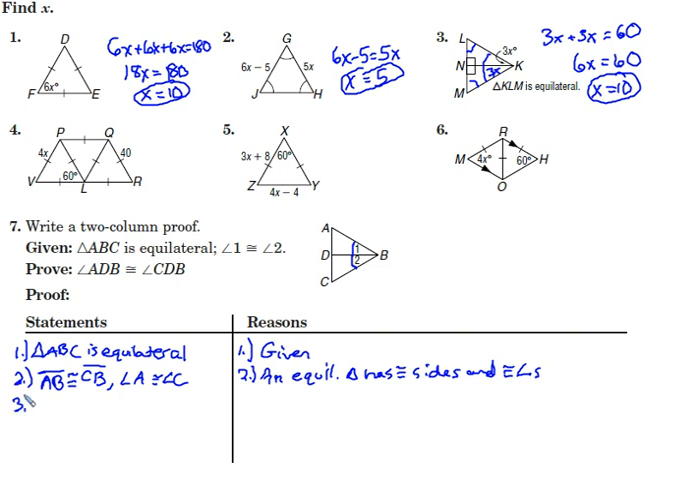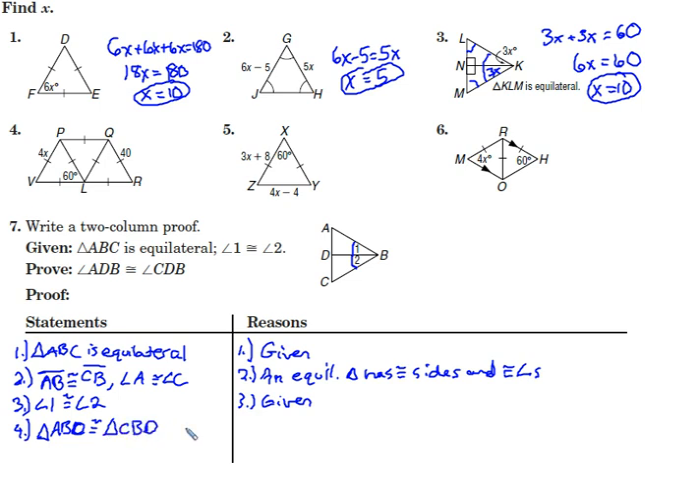For number 3, we know that angle 1 is congruent to angle 2. That is a given. And then our fourth statement, we have now established triangles being congruent. Triangle ABD is congruent to triangle CBD.